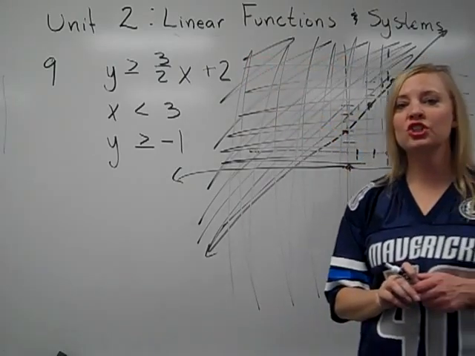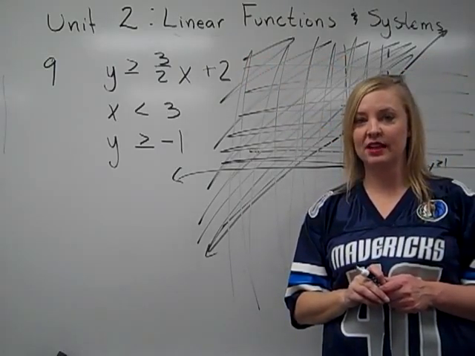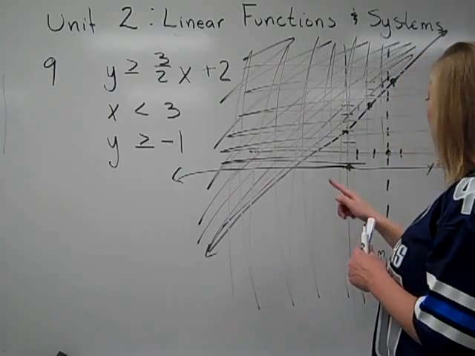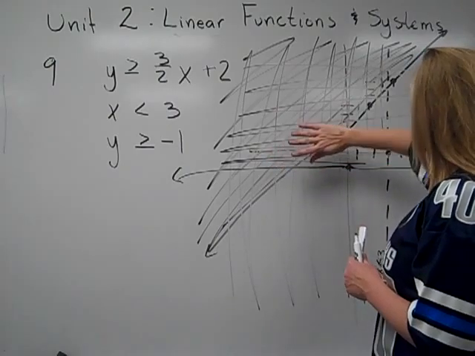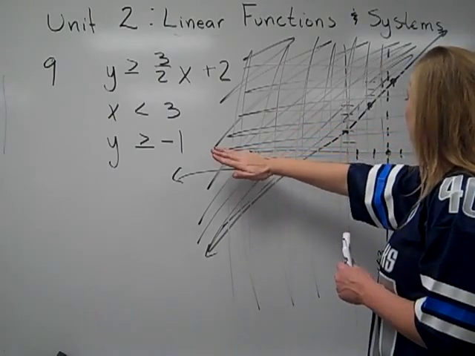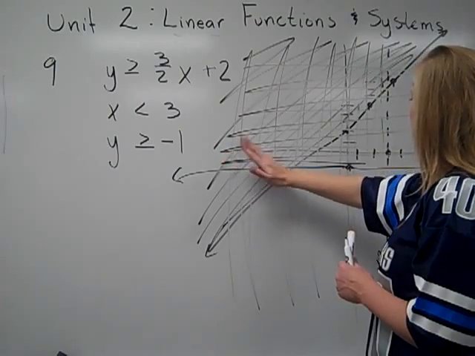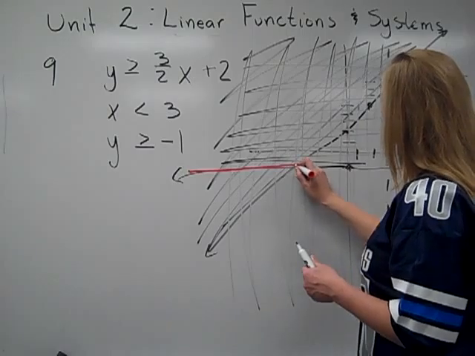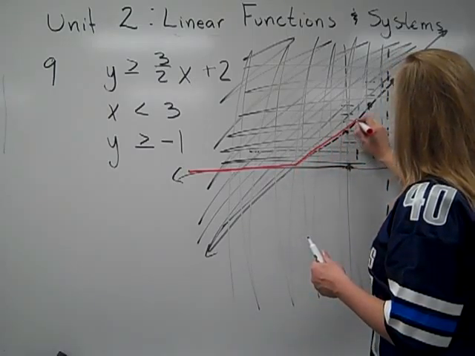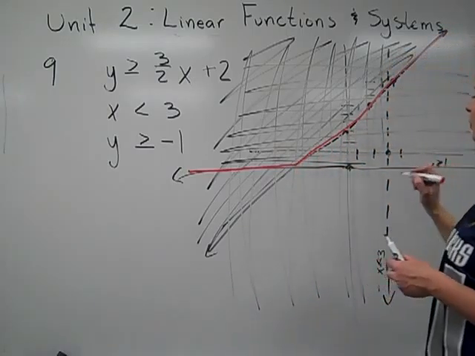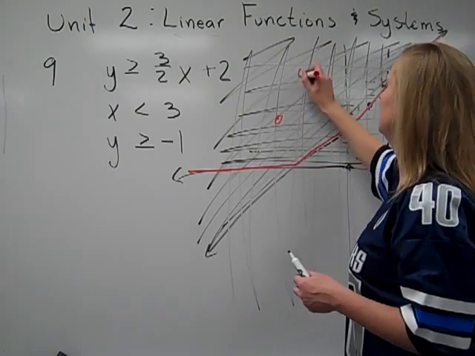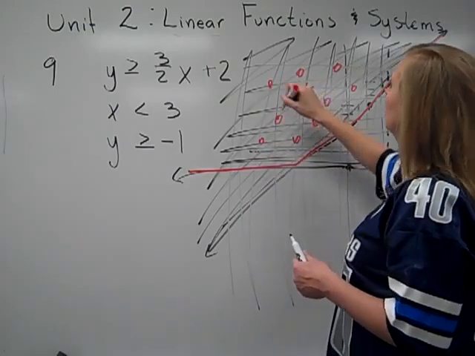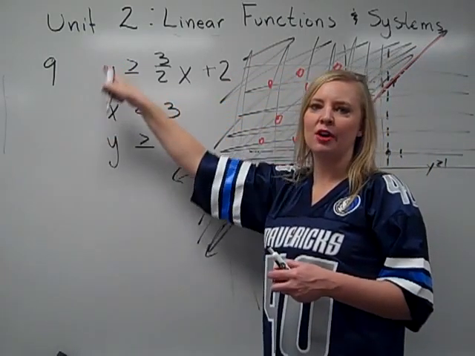Okay, the solution is where all three regions overlap at the same time. So looking at where the overlap is, we start to get the y is greater than overlapping here. So anything in this region, we have overlap. So any point in this region would be a solution to the system of inequalities.